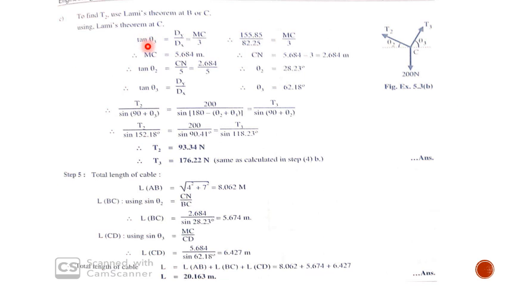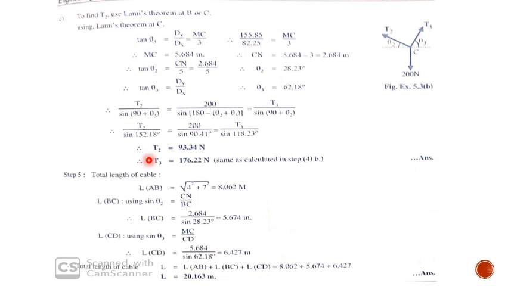We have found theta 3. By using the geometry, I am finding theta 2. Similarly, I know theta 1 also with the help of the reaction at A. Now apply Lami's theorem at point C to find the value of T2. We know the value of T3 already. With this, we'll get the value of T2, and I'm verifying the value of T3 also.